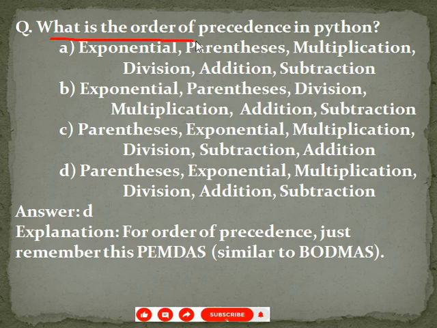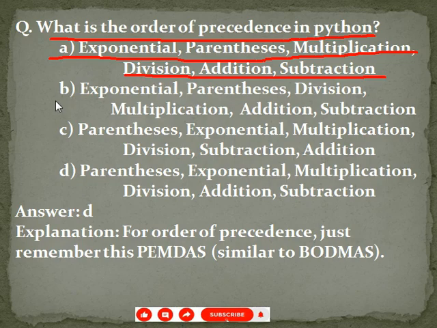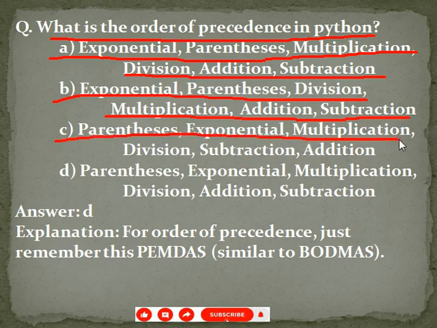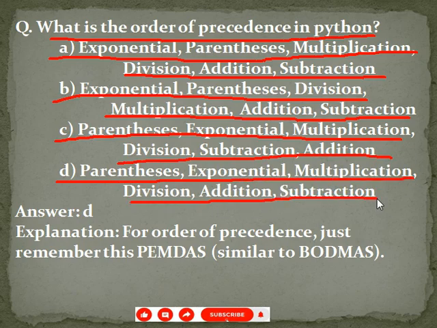What is the order of precedence in Python? Given options are option A exponential, parenthesis, multiplication, division, addition, subtraction. Option B exponential, parenthesis, division, multiplication, addition, subtraction. Option C parenthesis, exponential, multiplication, division, subtraction, addition. Option D parenthesis, exponential, multiplication, division, addition, subtraction. The correct option is option D.